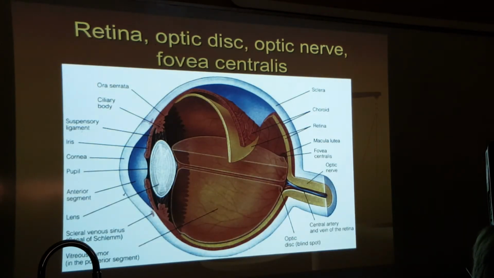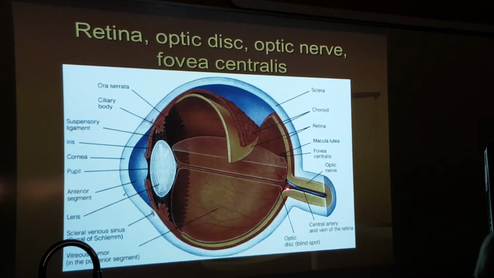So, the retina, the optic disc, the optic nerve, and the fovea centralis are all lab words. The optic disc is completely occupied by axons and blood vessels, so there's no room for any photoreceptors. So that's why it's sometimes called the blind spot. Okay. The fovea centralis is where the image is focused. If you go straight back through the pupil, the image is focused on the fovea centralis.